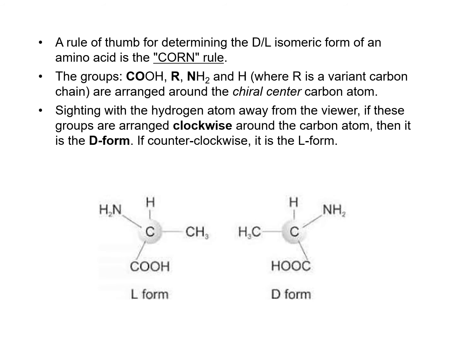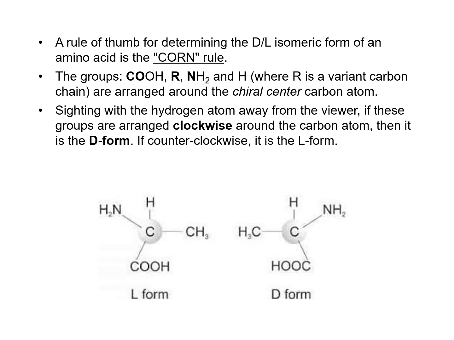A rule of thumb for determining the D or L isomeric form of an amino acid is the CORN rule. There are 4 groups around the chiral center of a carbon atom within the tetrahedral structure of amino acids: the carboxylate group, the amino group, the hydrogen atom, as well as the R group, which is a variable carbon side chain. And CO was from the carboxylate, R was from the R group, and N was from the amino group, to form this CORN rule.